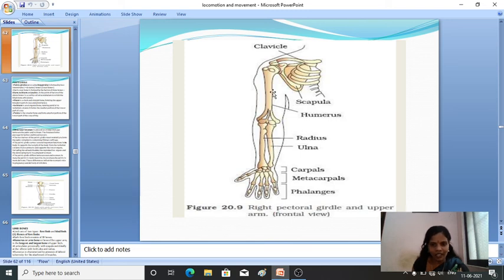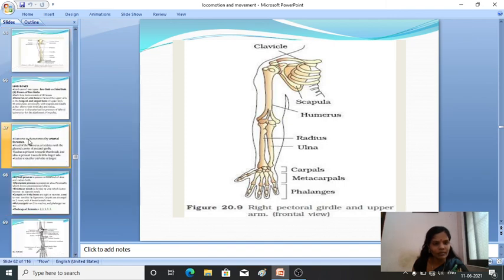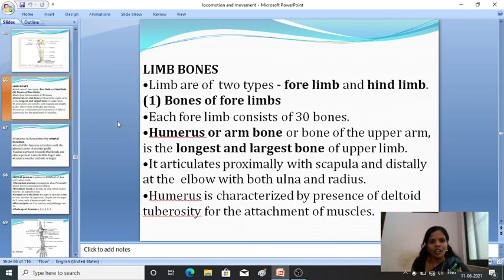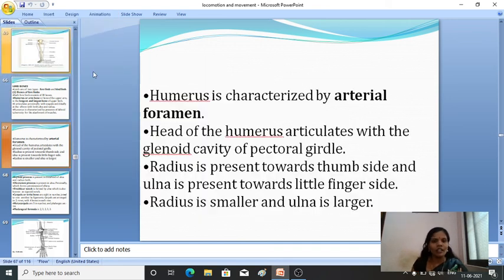Here in the image you can see which is the humerus, and the radius and the ulna. Okay. The humerus is the longest bone, and it articulates proximally with the scapula and distally at the elbow with both the ulna and the radius. Then it is characterized by the presence of dilated tuberosity for the attachment of muscles. Next, the humerus is characterized by the olecranon foramen.